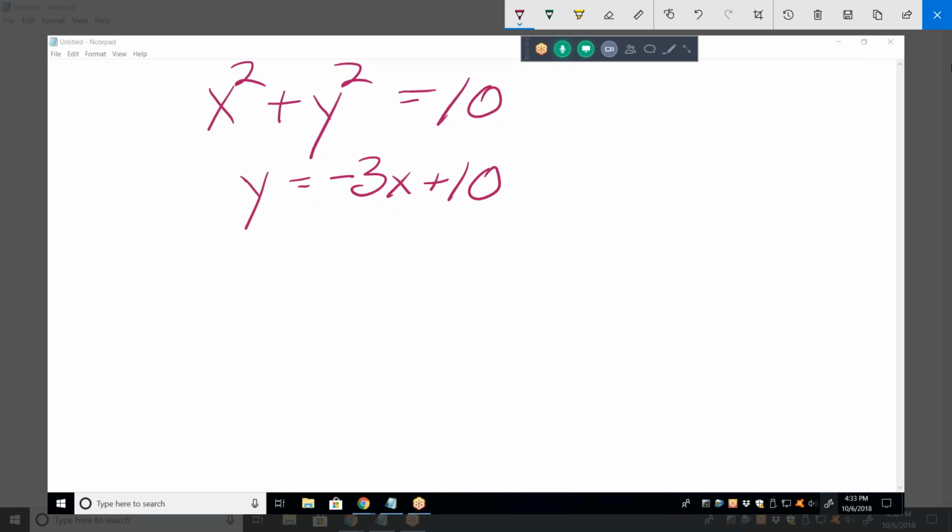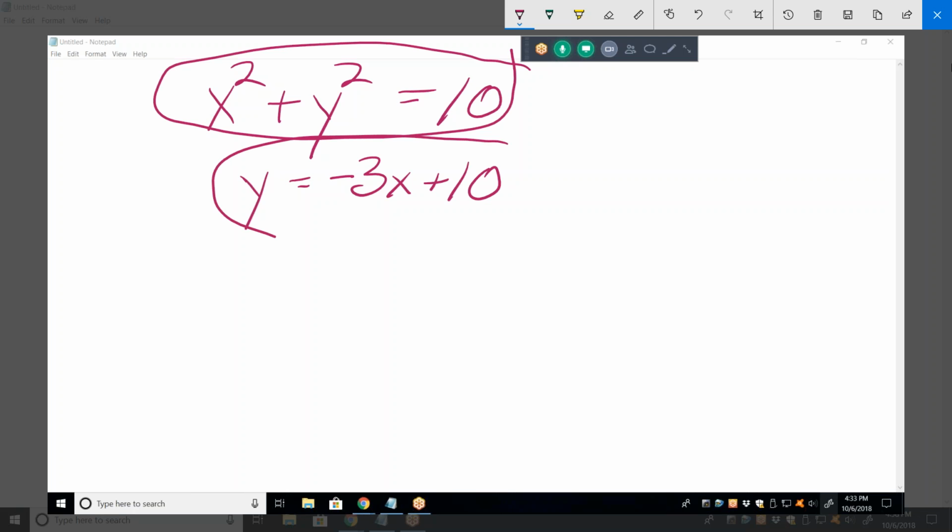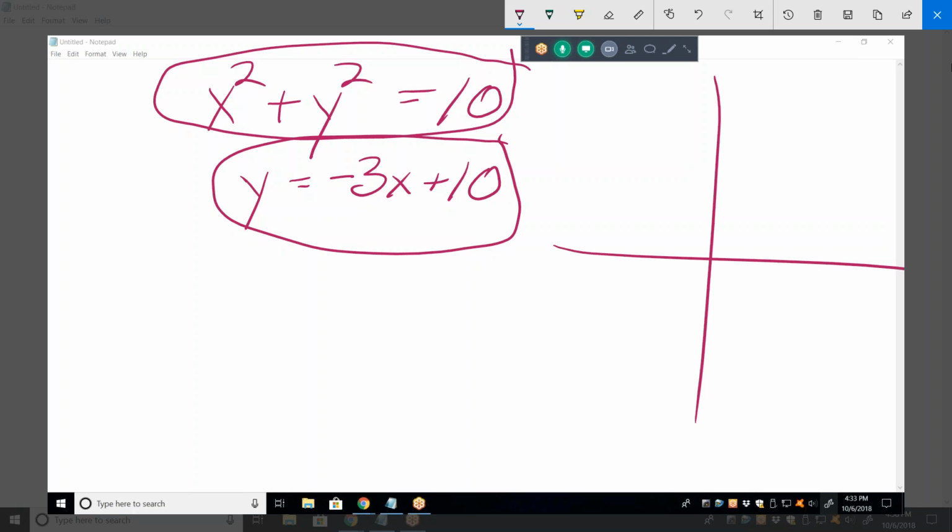Okay. What are both of them? What do they look like? What is the top one? It's a circle. What's the bottom one? It's a straight line. The bottom one's a linear function.